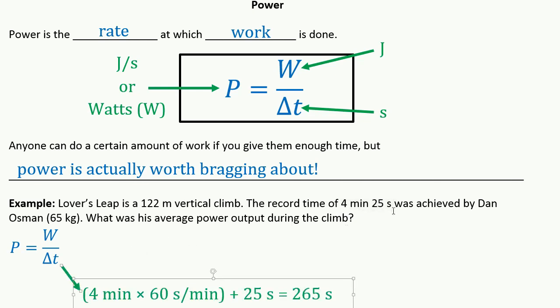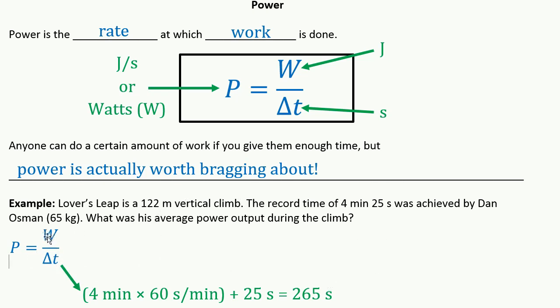So if we take that time that we're given here and put it in just pure seconds, the 25 seconds is fine. I'll leave that. But this 4 minutes, I want to convert to seconds, so I multiply it by 60. Then I add that to the 25, and I get 265 seconds. So that's the delta T. That's how long it takes Dan to do this rock climb.